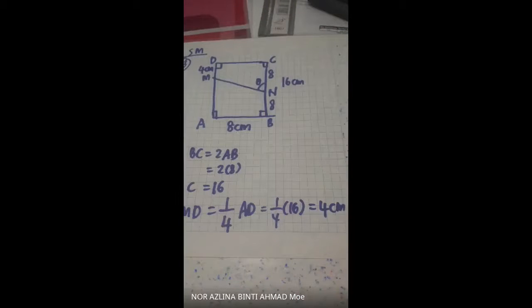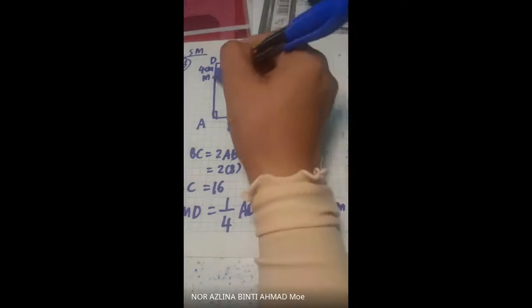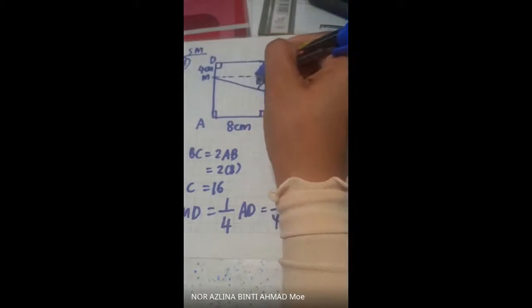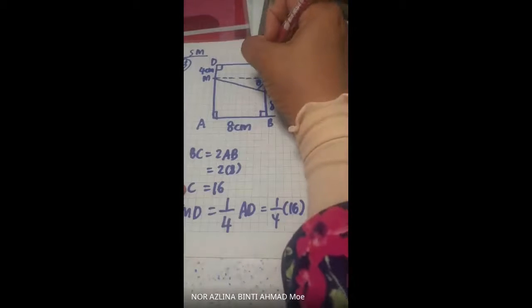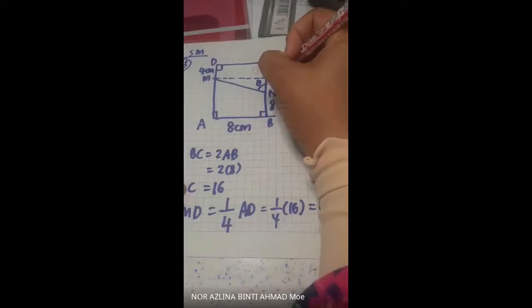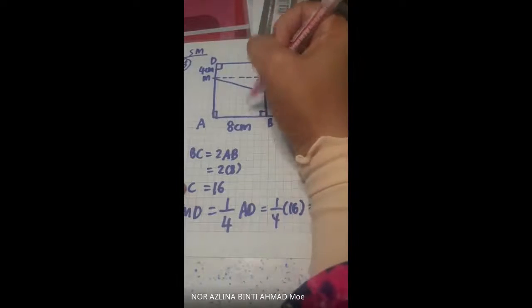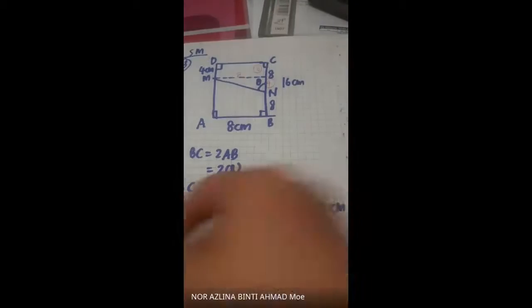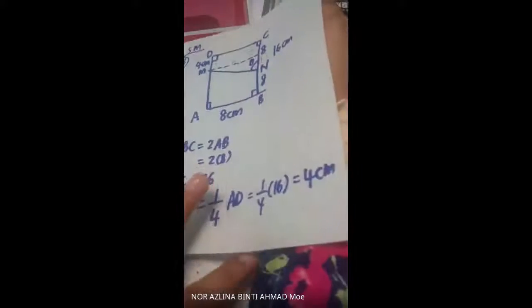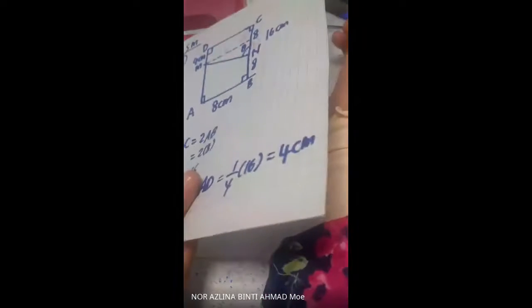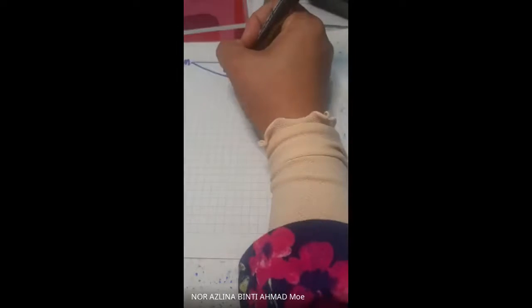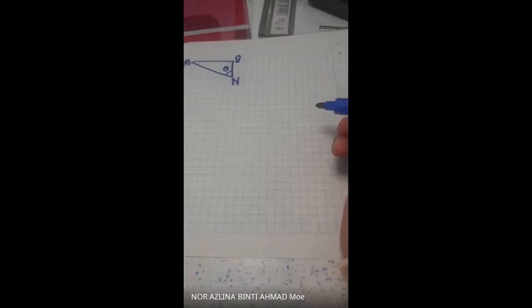The question, find the angle. So you can draw a right angle triangle. This is 4. This is 4. So the balance here should be 4. Here also 4. And here, same with AB, 8. Okay, I redraw the triangle. This is theta. M A N.